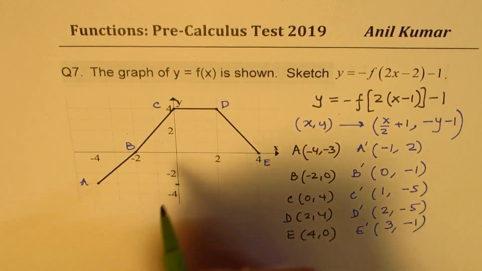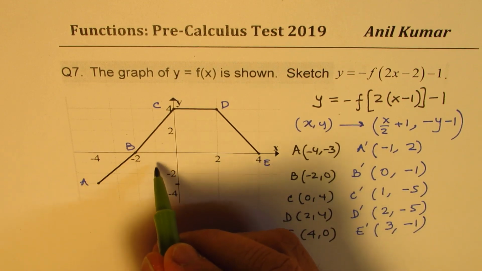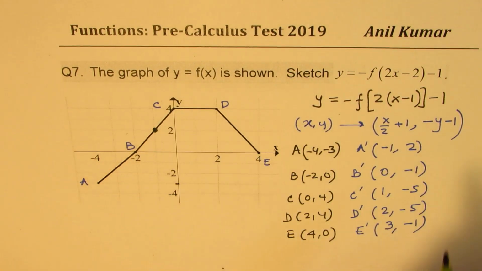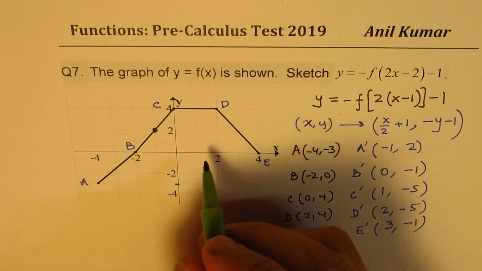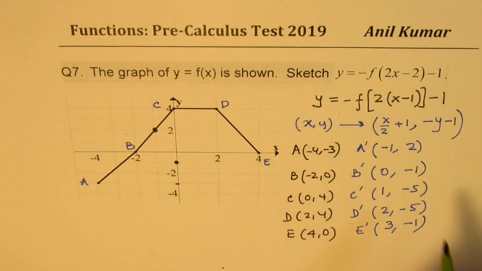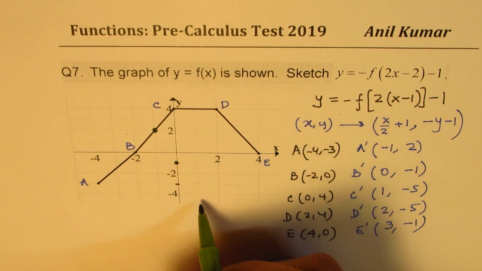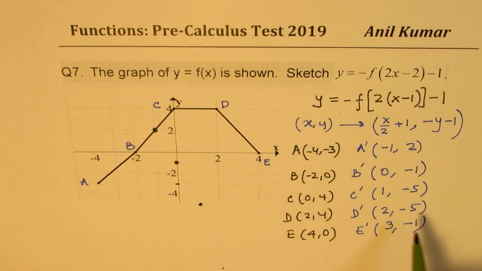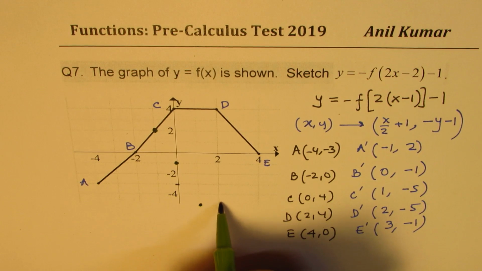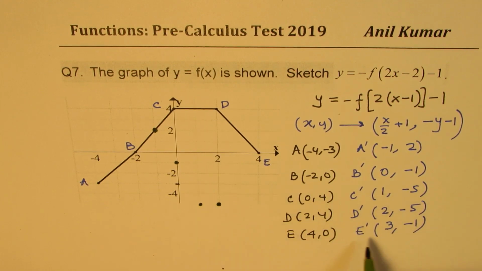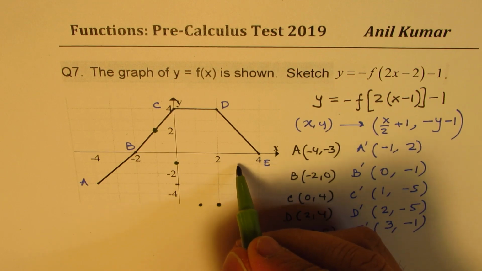A dash, minus 1 and 2. So minus 1 and 2 means that 0 minus 1, 0 minus 1. 1 minus 5. So at 1 we have minus 5. At 2 we have minus 5. At 3 we have minus 1. So at 3 it is minus 1.